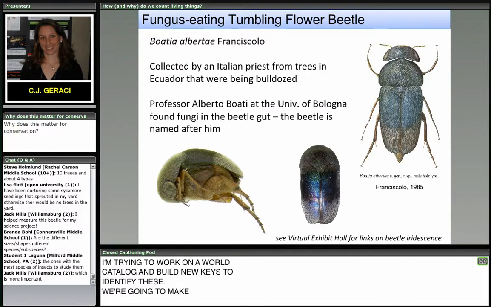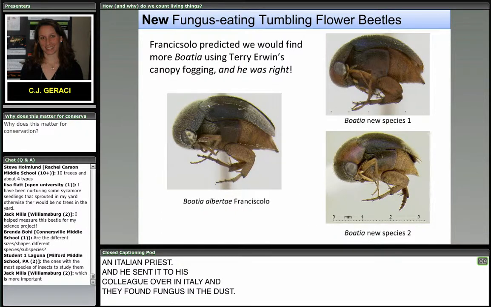And so this is a description I've actually been working on with our newest Natural History Museum junior taxonomist, and his name is Jack Mills from Williamsburg, Virginia, and he helped me describe a new species of tumbling flower beetle. And this was the species that was originally collected by an Italian priest, and he sent it to his colleague over in Italy, and they found that there was fungus in the guts. They called it the fungus-eating tumbling flower beetle. And so he predicted, Franciscola, when he described the species, that they would find more individuals if they looked in the canopy. And sure enough, he was right.